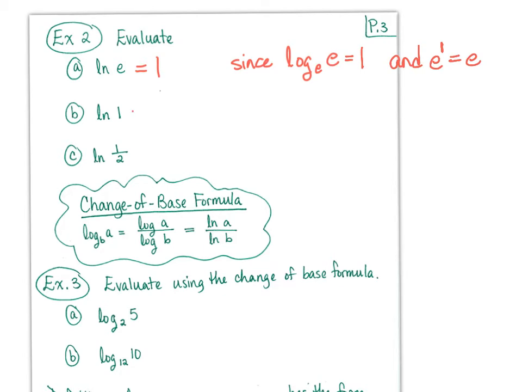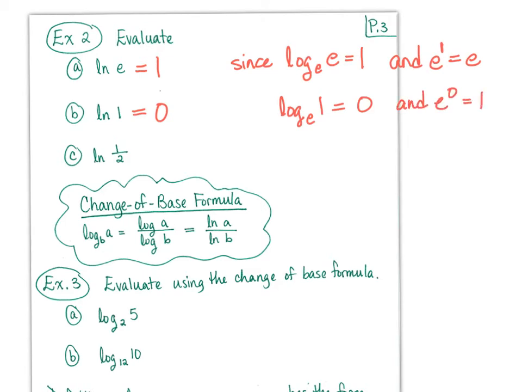The natural log of 1 is what? Pause the video and try this on your own. Now when you come back, that's equal to 0. Why? Because we can say that the log of 1 base e is equal to 0, since we know that e raised to the 0 equals 1. Okay?